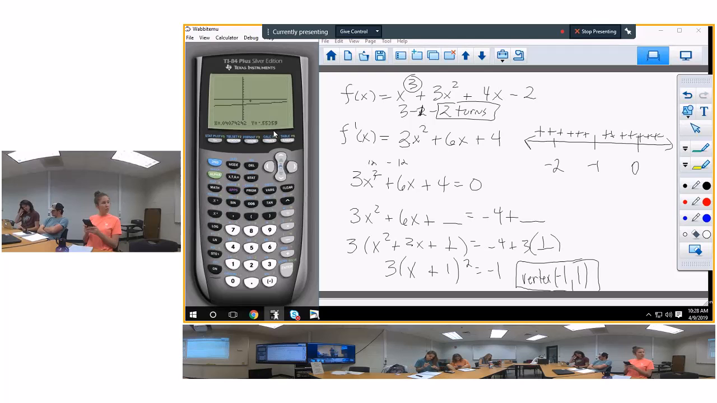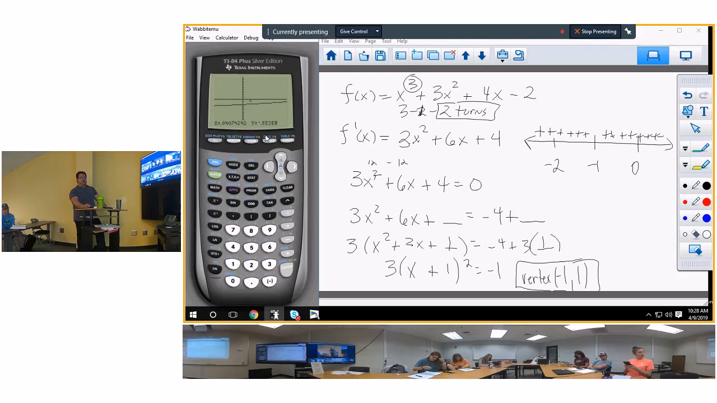And it looks like to me I've got my signs a little bit backwards, I think. Or let me check and make sure I got it in there right. X cubed plus 3x squared plus 4x minus 2. Yep, I got it in there. But why is my vertex not right? Something's not right. Anybody? Let's see what this point is.